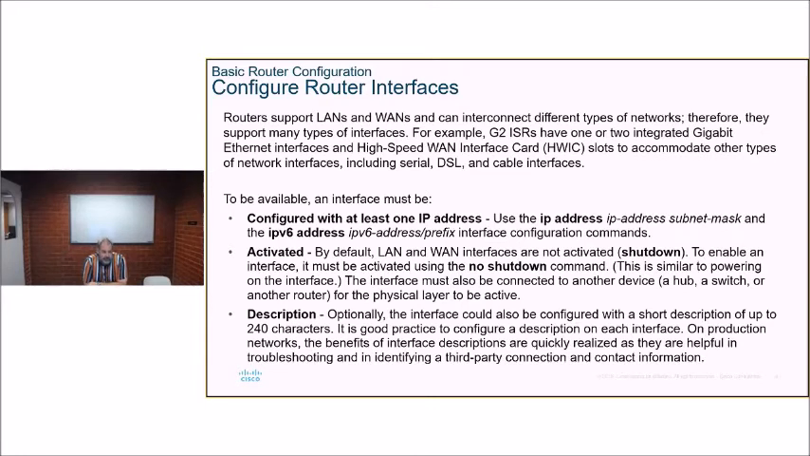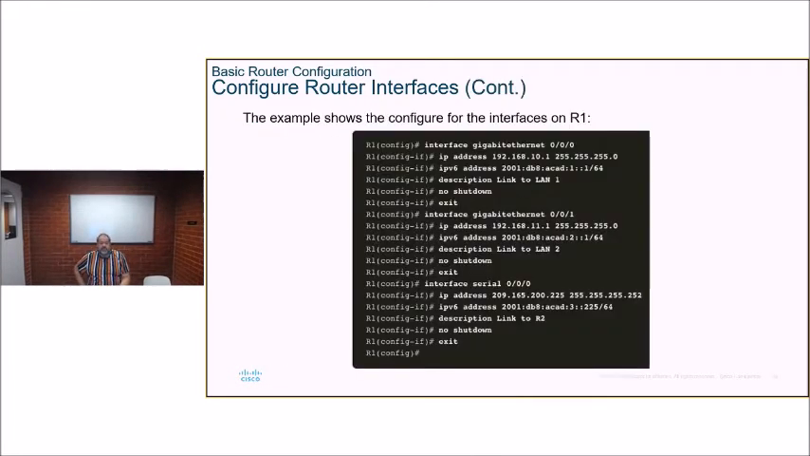So to configure an interface, you need to have at least one IP address, and of course an IPv4 address is IPv4, an IPv6 address is obviously IPv6. And then, of course, you need to turn it on by using the no shutdown command. And optionally, you can put in a description just so later you can be reminded, or someone else can see the interface and get a description of what it does.